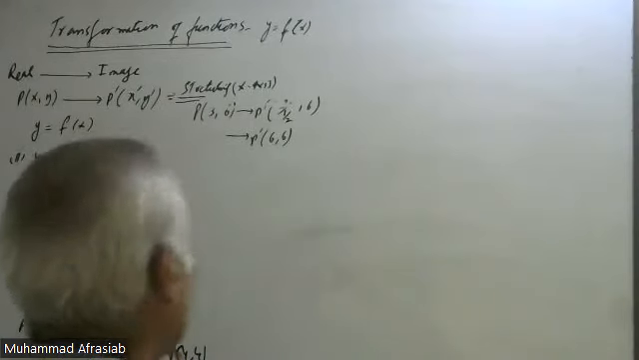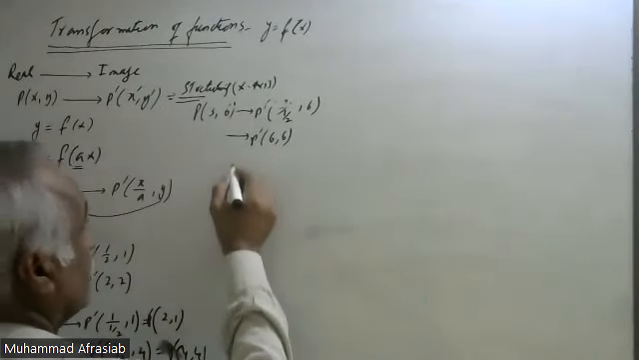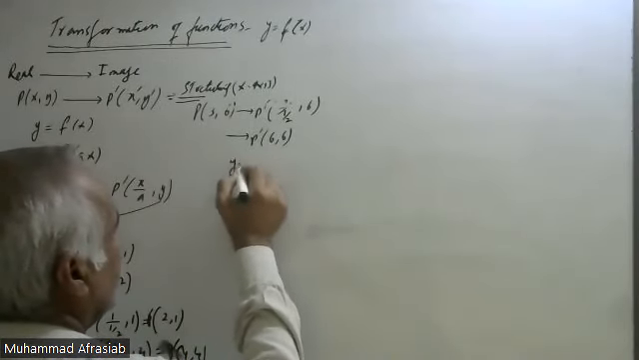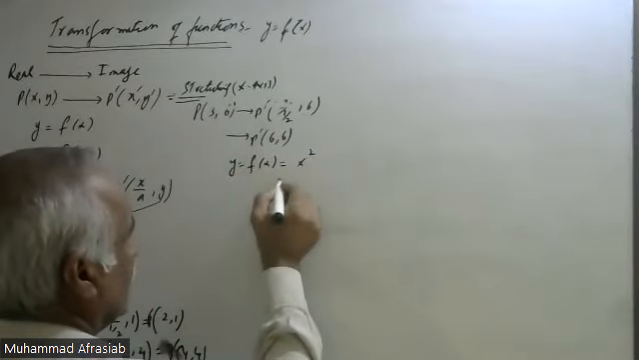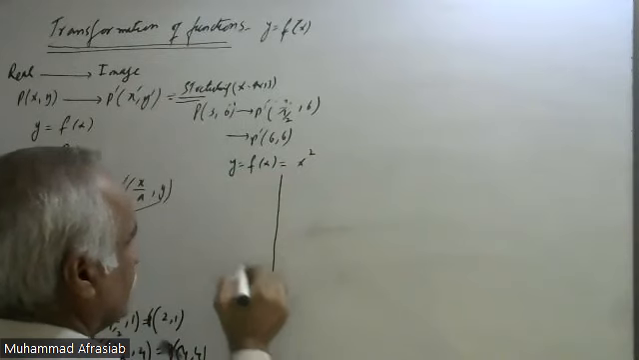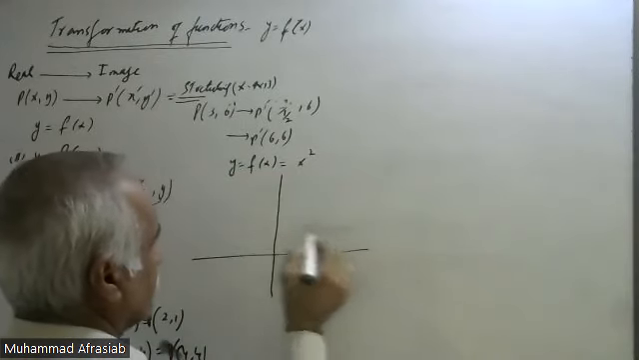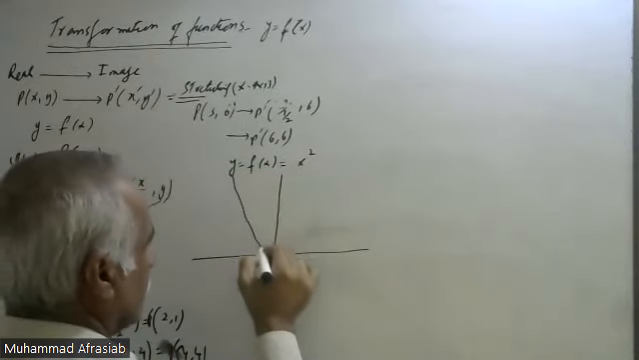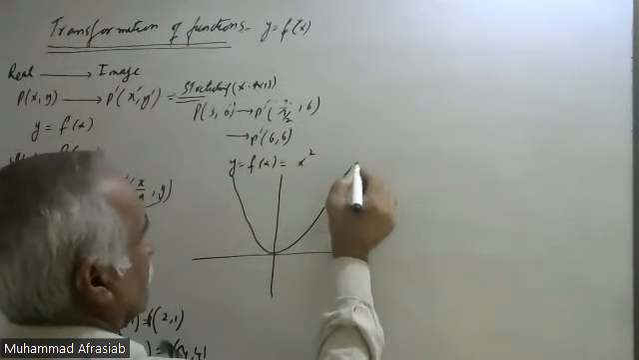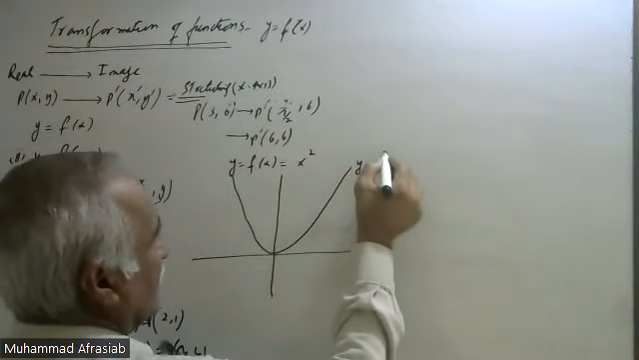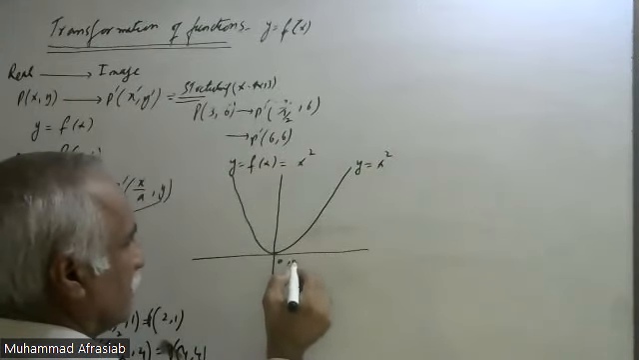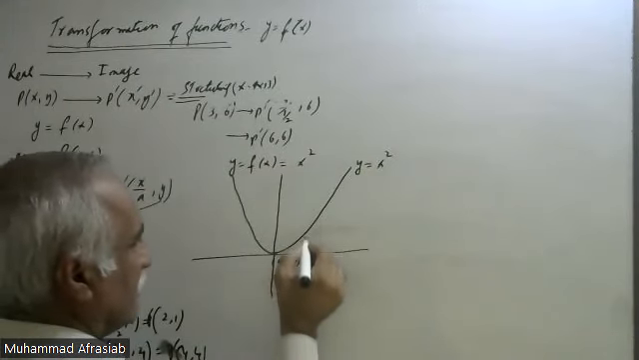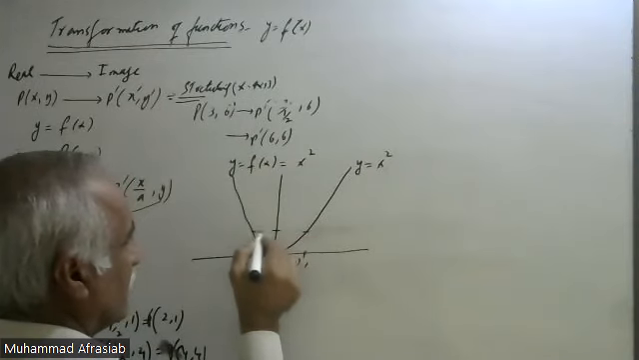Now, let's do it with the example that y equals f(x) equals x squared is the original graph. So this is the graph of y equals x squared. For (0, 0), and for 1 it is 1 at this position.